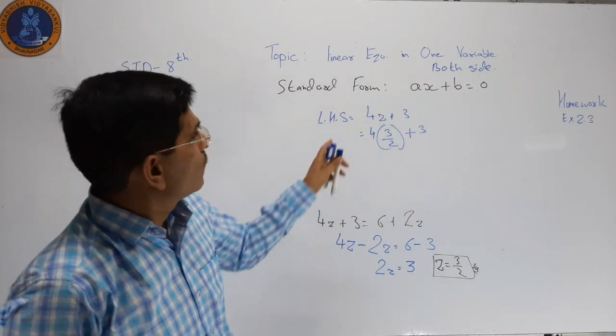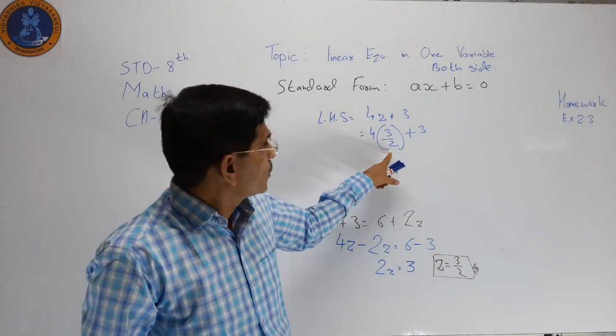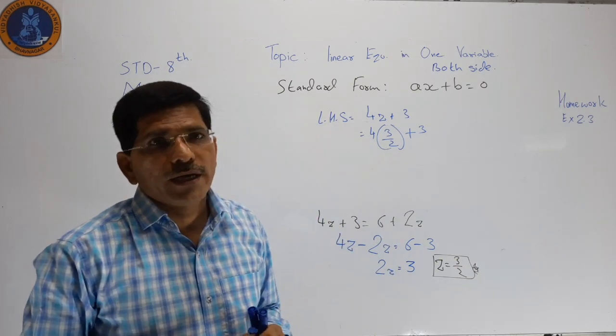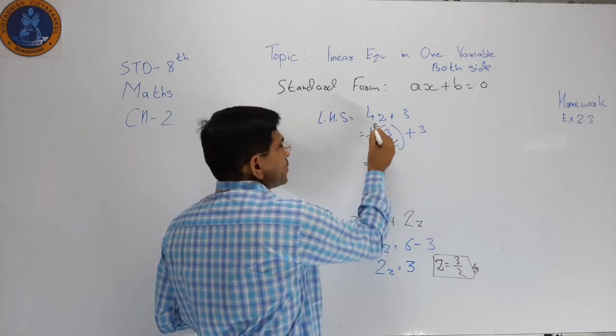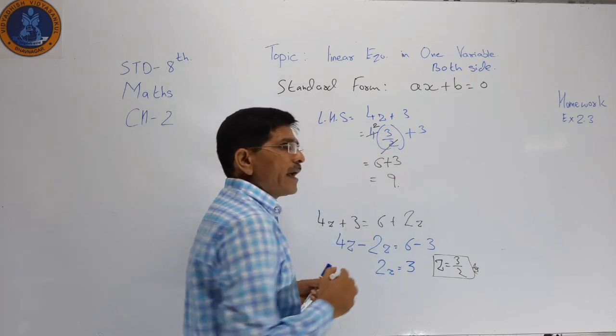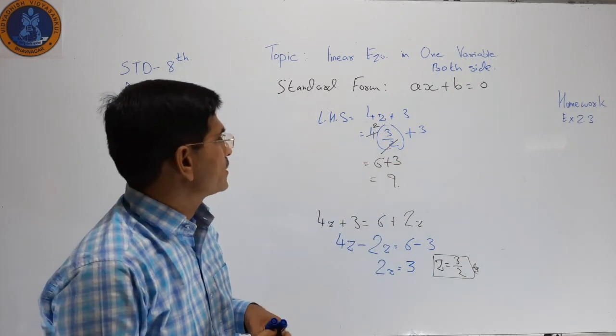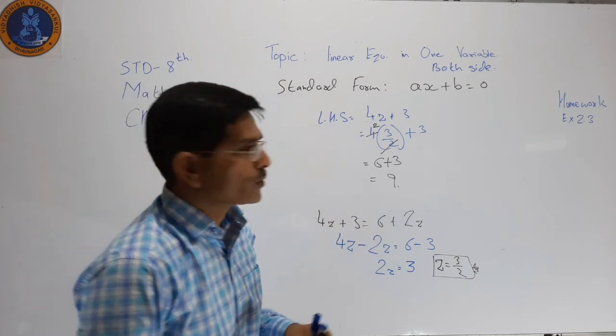So 4 3s are 12. But here 2 is in the form of denominator. So what do I have to do? Make a cancellation. So 3 2s are 6 plus 3, that is 9. Now I go for the right hand side, 6 plus 2z.